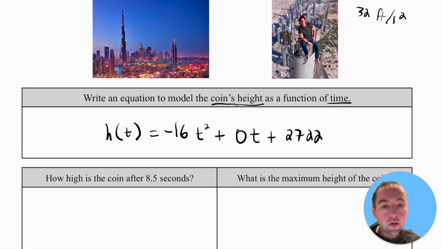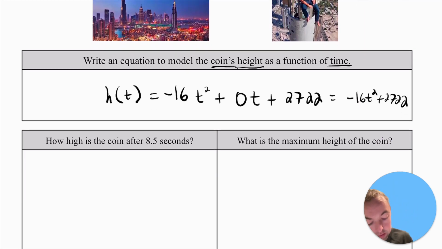If you simplify that equation down, because 0 times t is just 0, the equation really is just negative 16 t squared plus 2722 is equal to h of t.